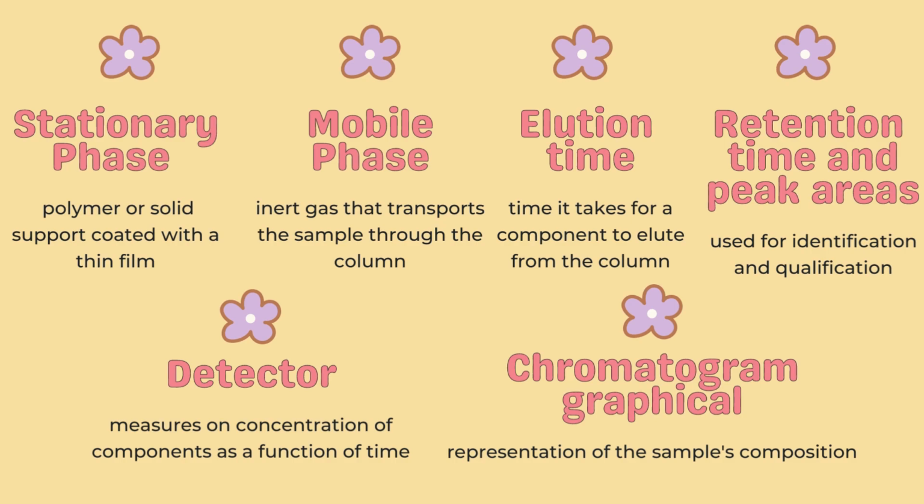Next, stationary phase: polymer or solid support coated with a thin film. Mobile phase: inert gas that transports the sample through the column. Elution time: time it takes for a component to elute from the column. Retention time and peak areas are used for identification and quantification. The detector measures the concentration of a component as a function of time. Chromatogram: graphical representation of the sample's composition.